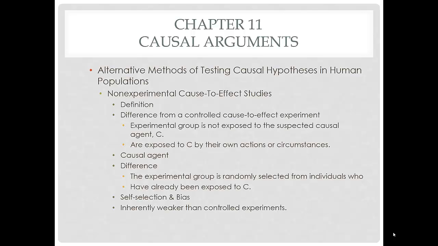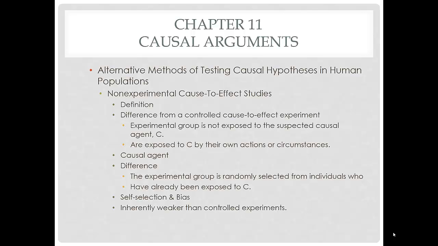So in a non-experimental cause-to-effect study, what occurs is this. Those in the experimental group have not been selected by those conducting the study in the sense of being exposed to the cause. They've already been exposed to the cause by either their own actions or circumstances. And the question is the same as in a controlled cause-to-effect experiment. Namely, we know the cause, what effect does this have? So, as the name implies, in the cause-to-effect study, the cause is known, the effect is unknown. So the objective is to determine the unknown effect of a known cause.